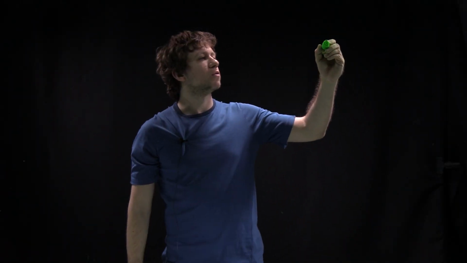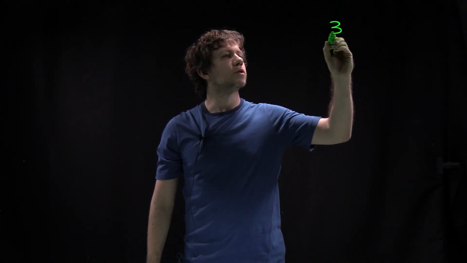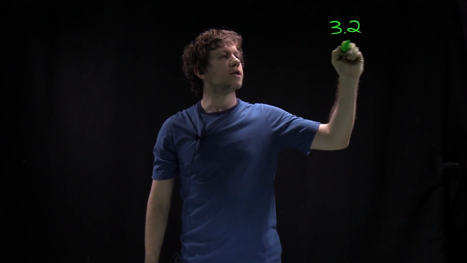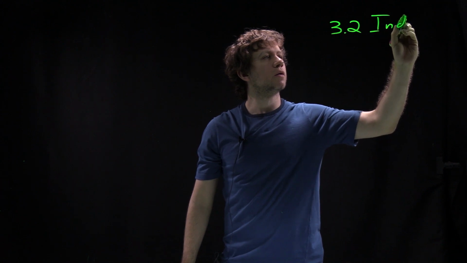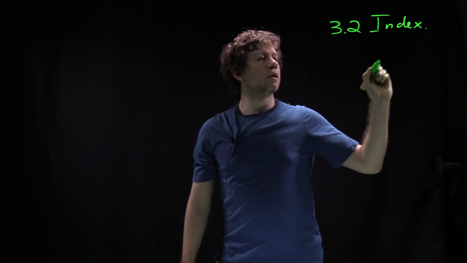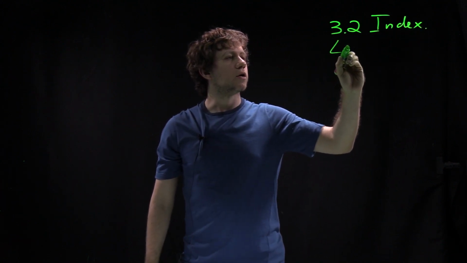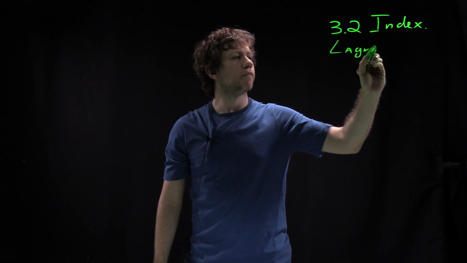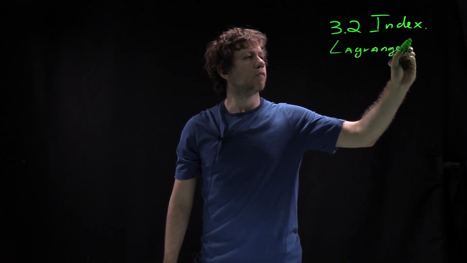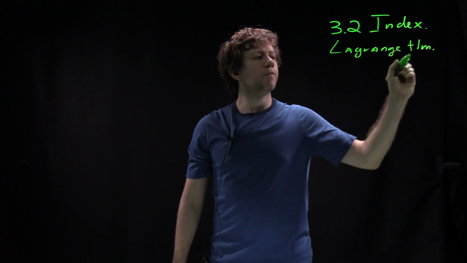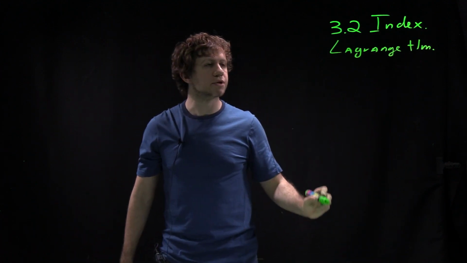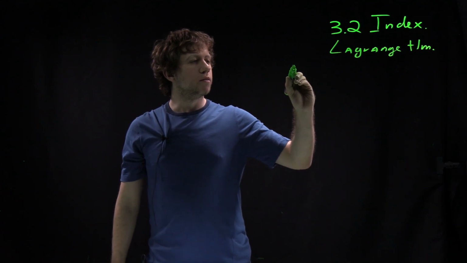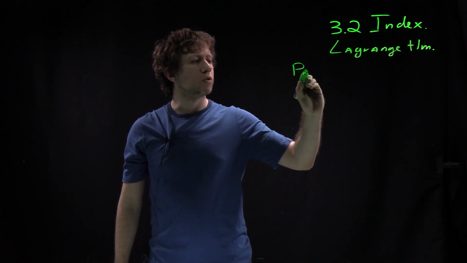Okay, properties of cosets. So that's 3.2, and I will talk about index and Lagrange theorem. So, okay, let's discuss some properties of cosets, why they are interesting. So maybe let me start with proposition number 1.